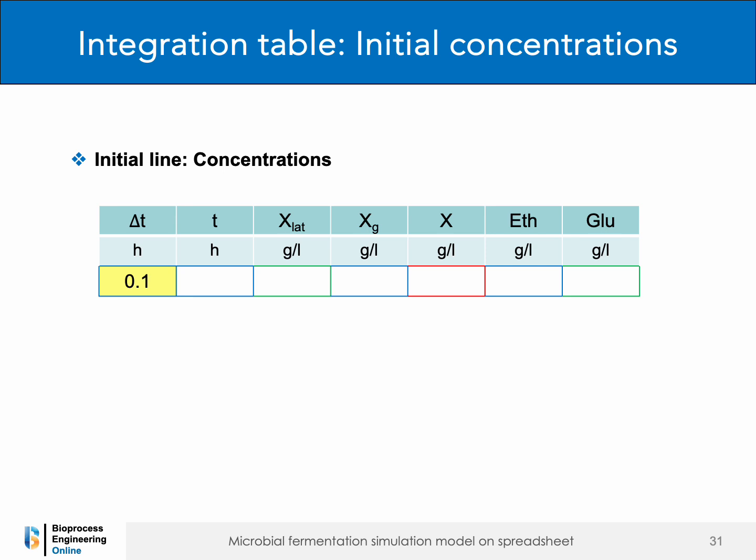Set the time increment delta T at 0.1 hour. Set the initial time T at 0. Transfer the initial latent cell concentration of 1 gram per liter from the initial conditions section. Set the initial growing yeast concentration at 0. Calculate the total yeast cells concentration X as the sum of Xlat and Xg. Set the initial ethanol concentration at 0. Transfer the initial glucose concentration of 50 grams per liter from the initial conditions section.